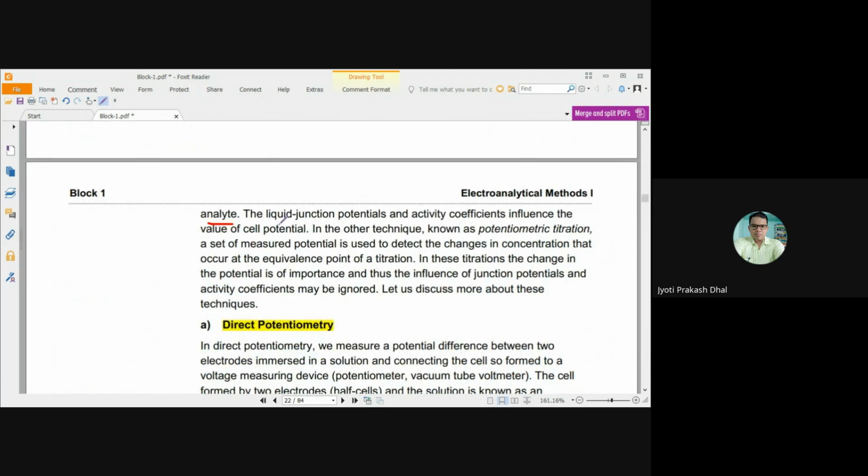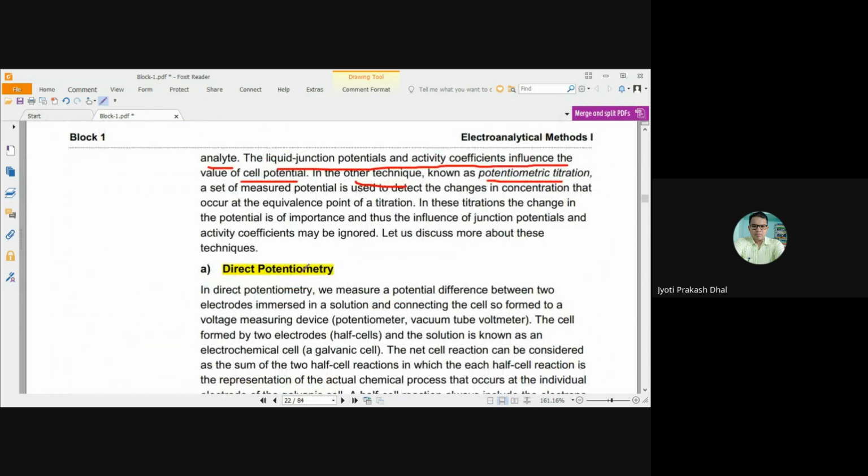And the liquid junction potential and the activity coefficients influence the value of the cell potential. In the second technique, that is known as potentiometric titration. So the first technique is direct potentiometry, and the second technique is potentiometric titration.